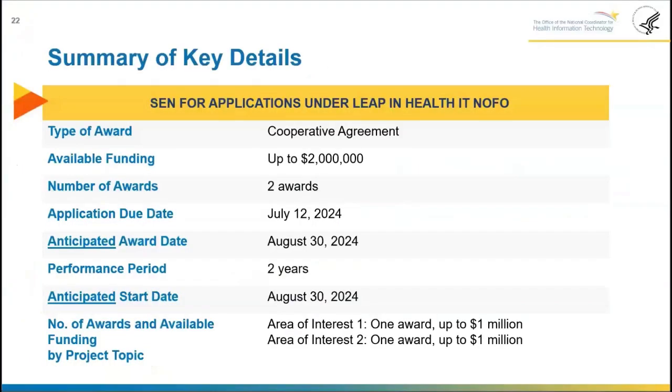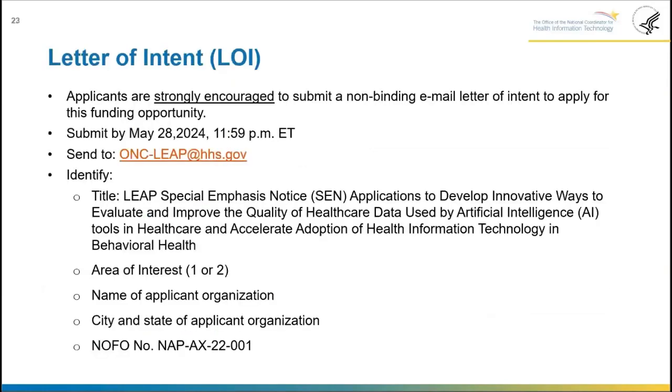Next slide, please. So this is a summary of the key details for this SEN, which we went over previously. Awards under this funding opportunity will be a cooperative agreement. The available funding is $2 million, up to $1 million for each area of interest award. The application deadline is July 12th, 2024, and the anticipated award date is August 30th, 2024, with an anticipated start date of August 30th, 2024 for a period of performance of 2 years. Once again, there's one award available per area of interest, up to $1 million per award.